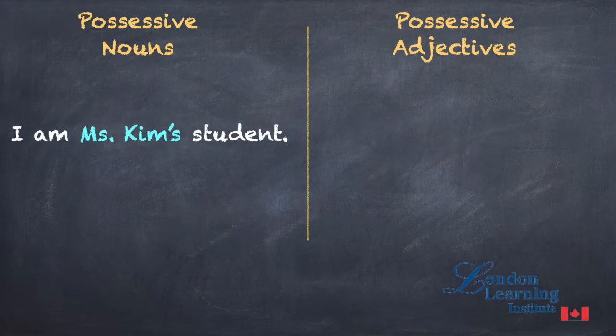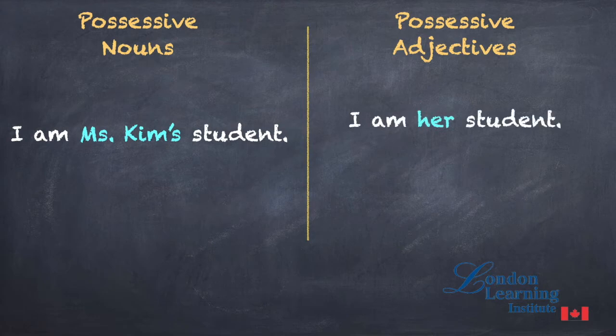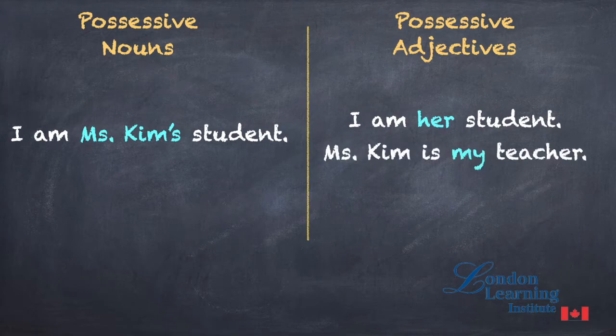I am Ms. Kim's student. I'm not in another class. I'm Ms. Kim's student. So there's a couple of different ways I can talk about this one. I can say I am her student, her being Ms. Kim's, but I could switch it around and say Ms. Kim is my teacher. She's my teacher. I don't have another teacher. It's Ms. Kim.